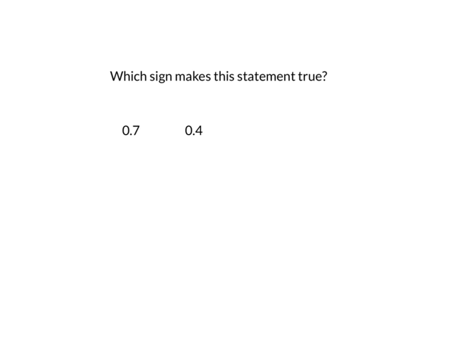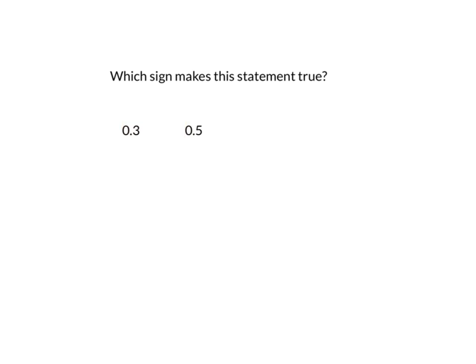When we look at our ones place value, I have 0 in both columns. Moving on to the tenths, I have 7 tenths and 4 tenths. I can see that 7 tenths is greater than 4 tenths. Therefore, 0.7 is greater than 0.4.